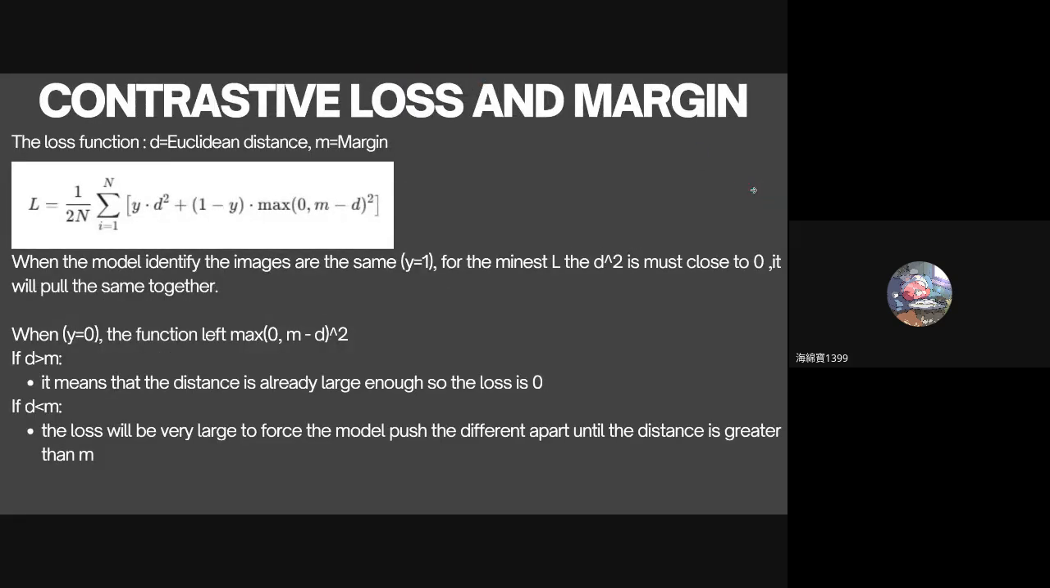And here's the loss function and the margin. In the loss function, d means the distance, and m means the margin. The margin defines the minimum distance that must be maintained between the different categories. So we call it margin.